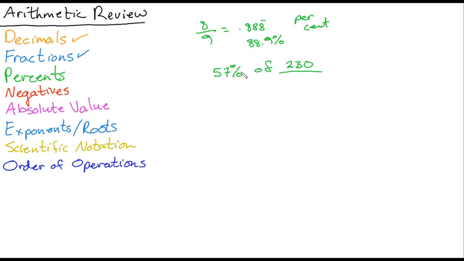So 57% of, say, 230. How do we do that? This is 0.57. Write it down as the decimal times 230, and then go ahead and punch that in your calculator. There we have 131.1. There you go, and that's how percents work. Check. Now let's do negatives.